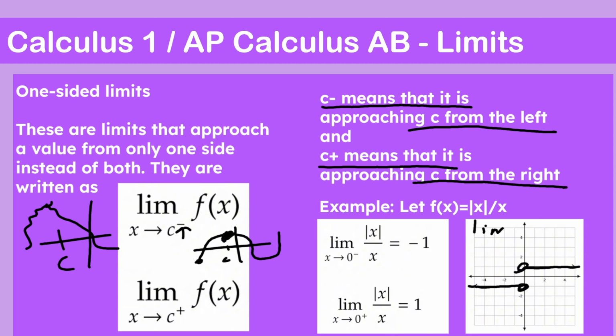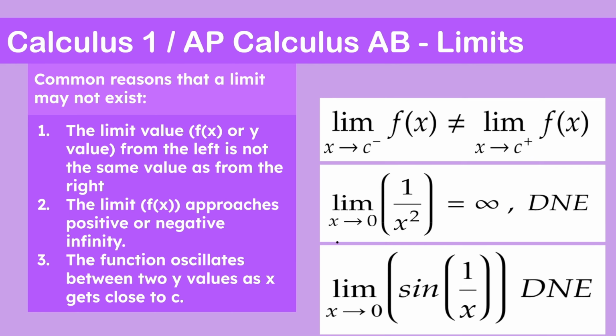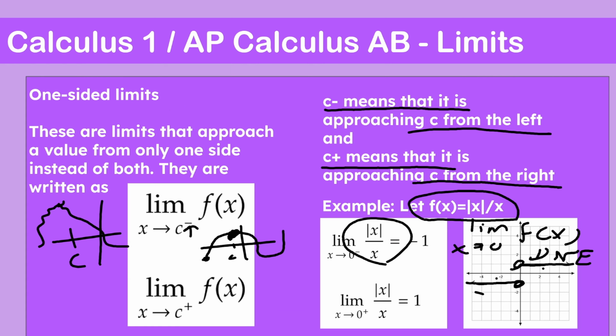So you say the limit as x approaches 0 of f of x, where we say that f of x is this, right? That does not exist because the limits from the left and right sides do not equal. So they do not approach the same value. So these are some reasons that a limit might not exist. So the limit value of f of x or y from the left is not the same as from the right, which is what we just showed over here. Because this one is -1, but over here it's +1. These do not equal.